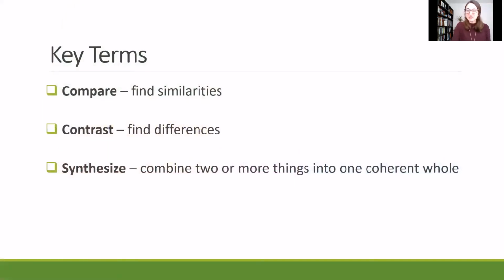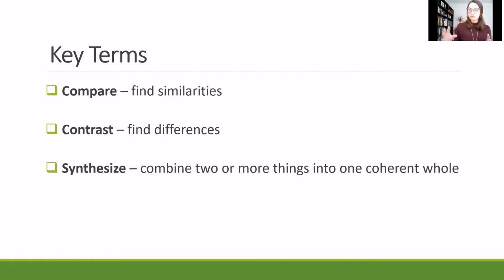So let's start with some key terms. Comparing means that we're finding similarities between two or more things, and contrasting means that we're finding differences between two or more things. So when we're making an evaluation of something, we really need to do both. We need to find the similarities and find the differences.